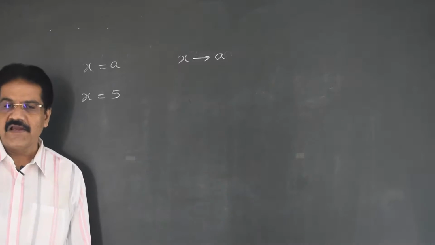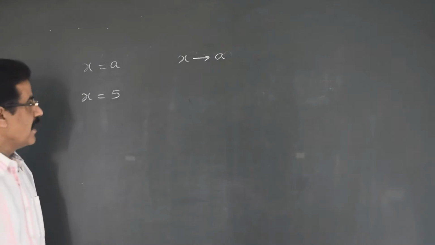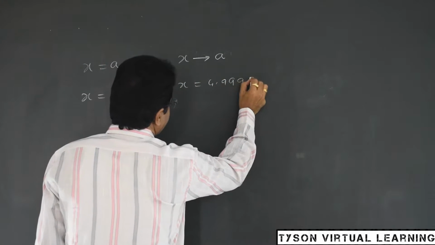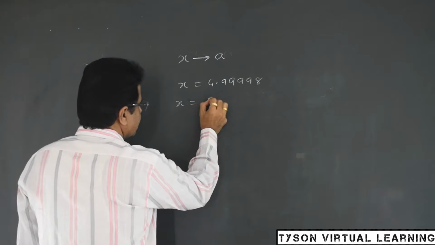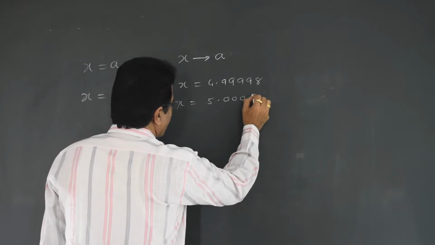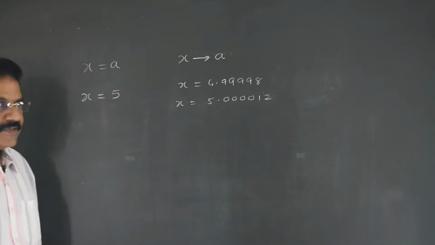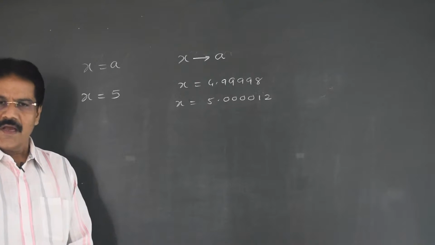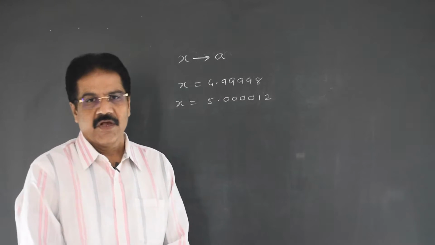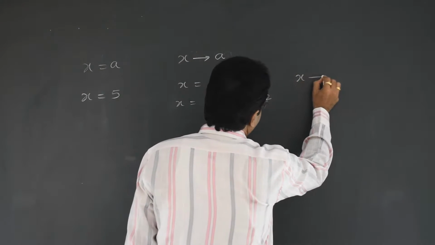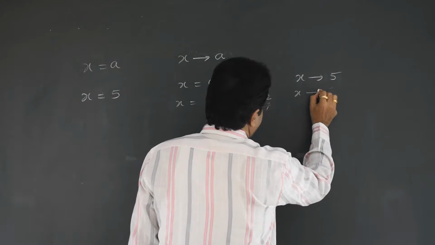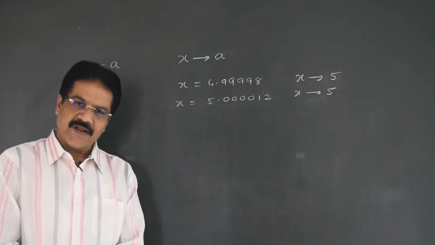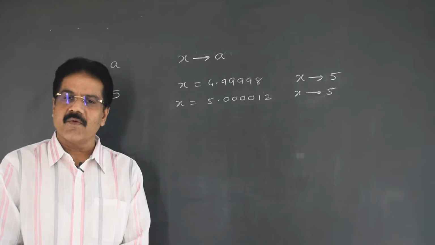So we can say that value of x is exactly equal to 5, and then here we can take x is equal to 4.99998 and let us take x is equal to 5.000012. Now what is the difference between these two? In both the cases value of x are very near to 5, but it's not exactly equal to 5. So we can say that x tends to 5, and here also we can say that x tends to 5. In both the cases value of x is as good as 5 but not exactly equal to 5.